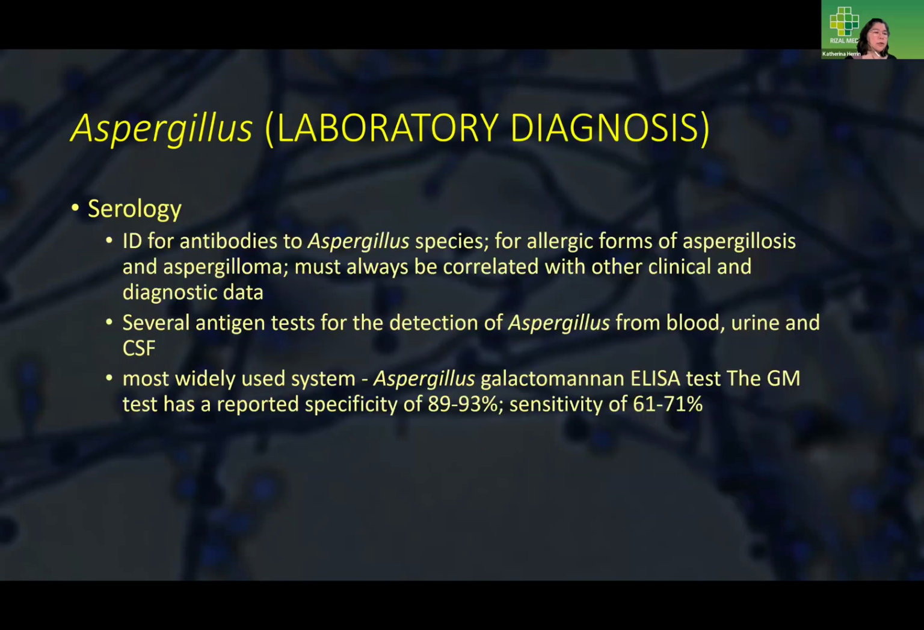The immunodiffusion test for precipitins to Aspergillus fumigatus is positive in more than 80% of patients with aspergilloma or allergic forms of aspergillosis. But antibody tests are not helpful in the diagnosis of invasive aspergillosis. Instead, serologic tests for circulating cell wall galactomannan are diagnostic, although not entirely specific for aspergillosis.